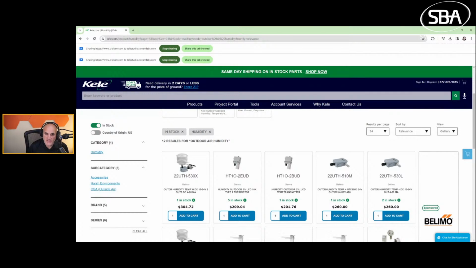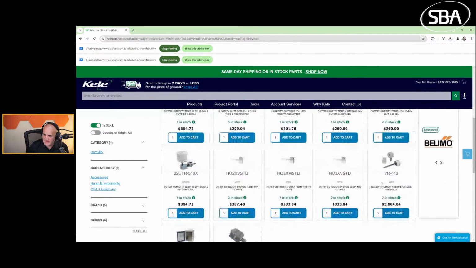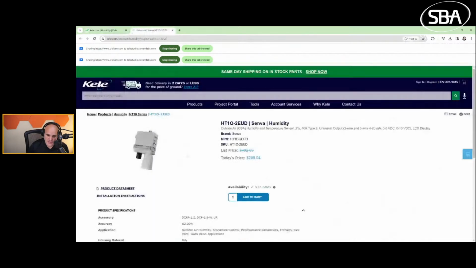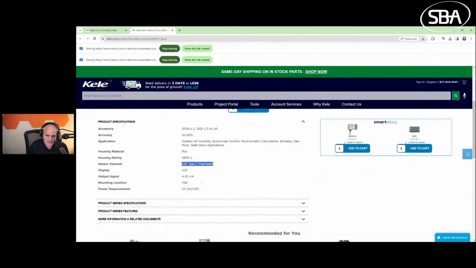What I do here is I typed in outdoor air humidity. And now I start looking at this, trying to figure out what I need. I know I need 2% accuracy. That's important. I know I need a 10K type 2 thermistor. And I also know I need a 4 to 20 milliamp signal. So can I find any of these that have that? I'm going to just click on this one right here because it says 2%, and see what it has as far as capability. So it has a 10K type 2 thermistor. Okay, great. That covers me for that. And it has a 4 to 20 milliamp output signal.